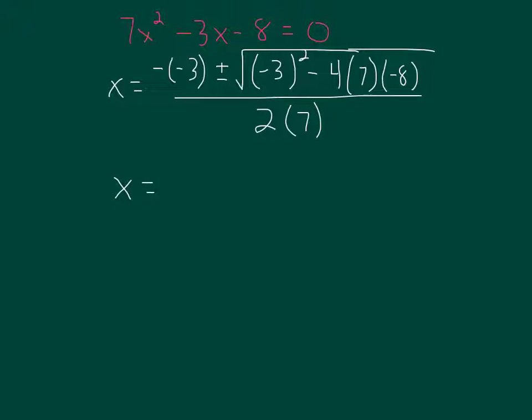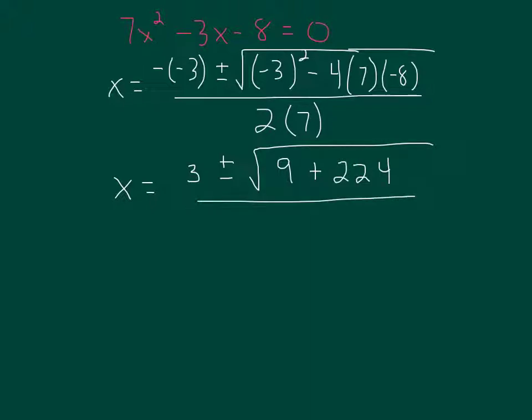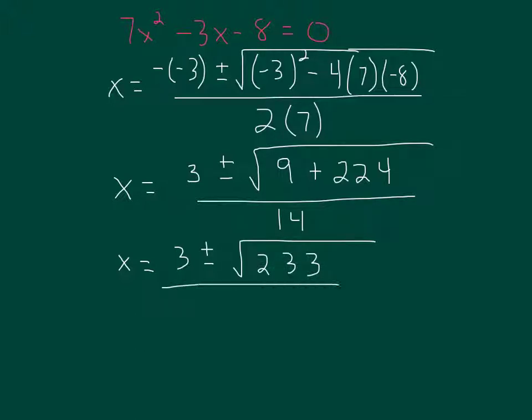X equals negative negative 3 is 3, plus or minus the square root. Negative 3 squared is 9, and then negative 4 times 7 is negative 28, and negative 28 times negative 8 is positive, and I'm cheating here, I did this a little earlier, 224. All over 2 times 7 is 14. Okay? Now, next one. X equals 3 plus or minus square root. 9 plus 224 is 233. All over 14.